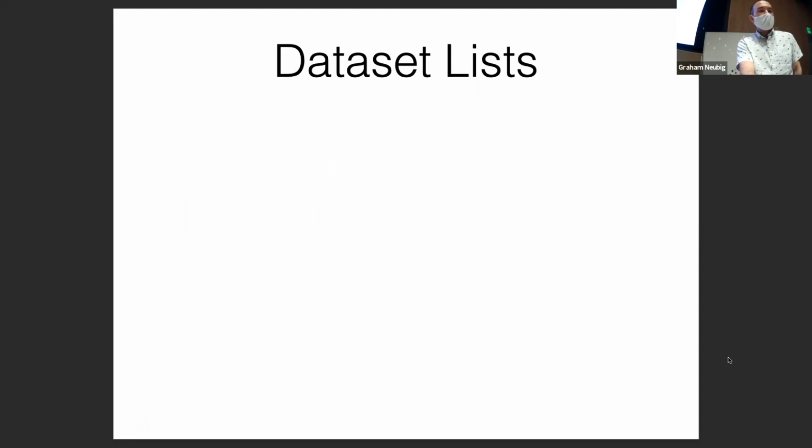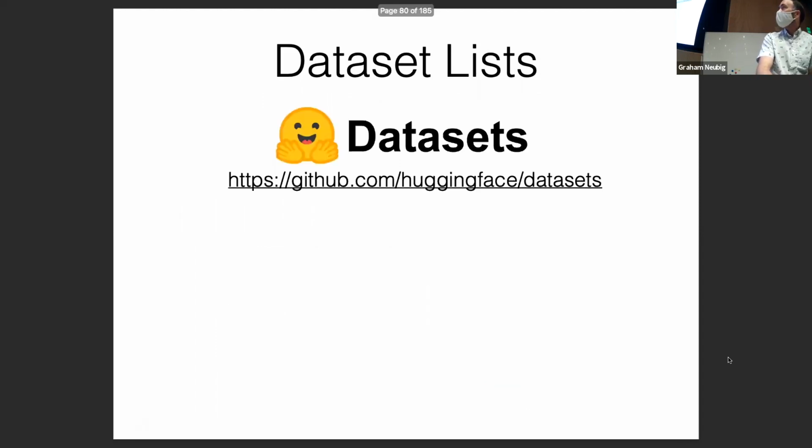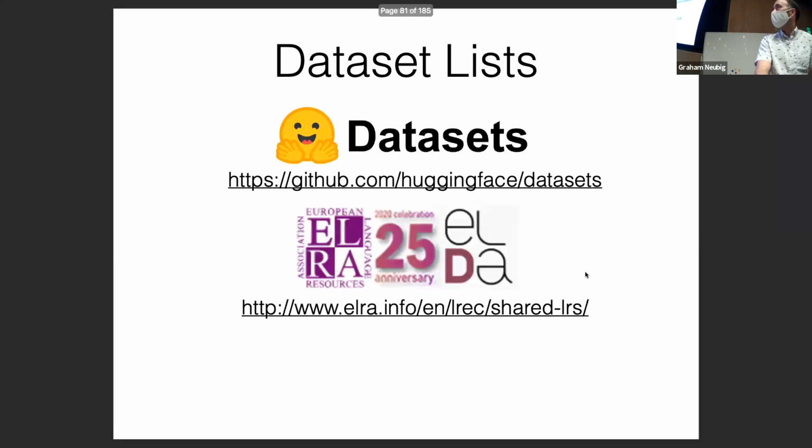So one good place to find data sets is Hugging Face Datasets, hence the name. So you can go here. I mentioned this early in the class, but I wanted to reiterate it here. Another thing is there's a famous conference called LREC, the Language Resources and Evaluation Conference, where lots of people create and release data sets. And they actually have a list of shared language resources that you can go to.